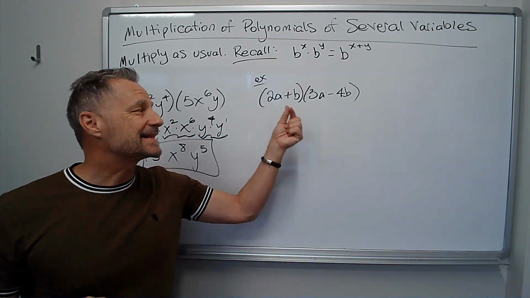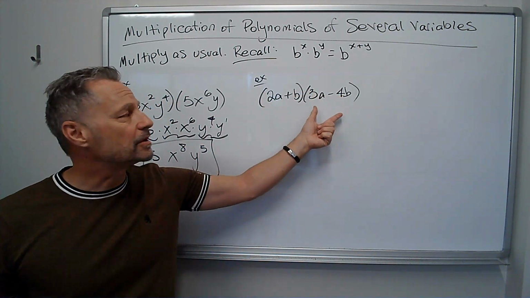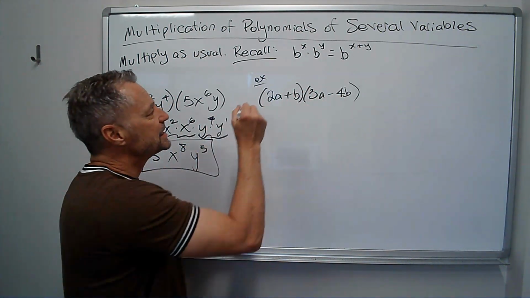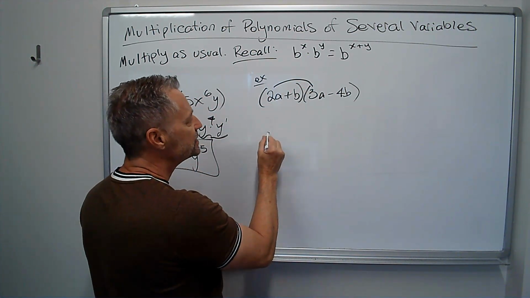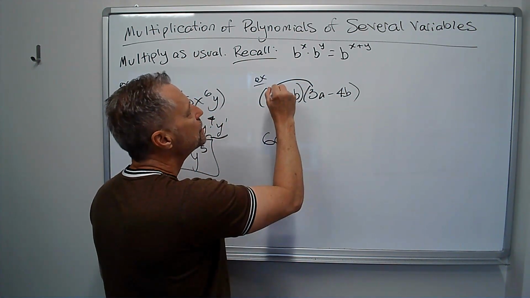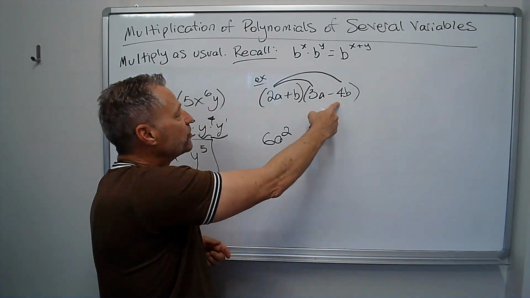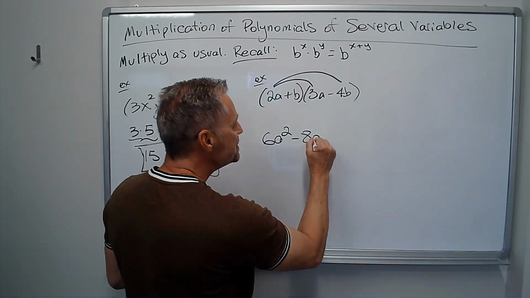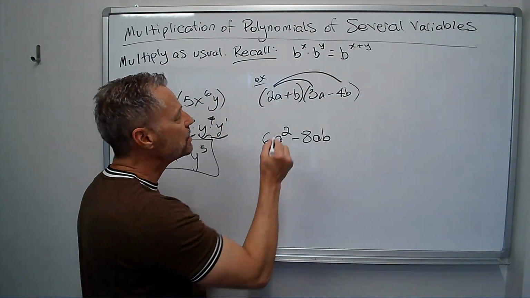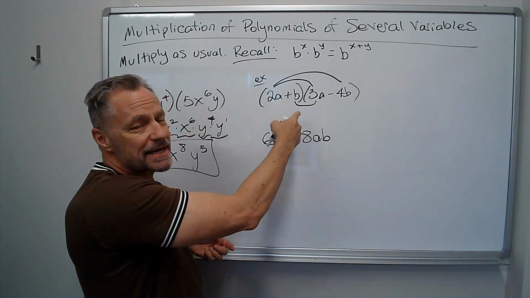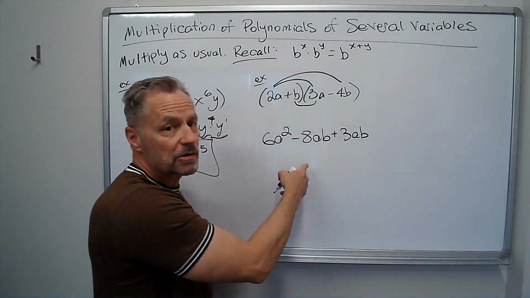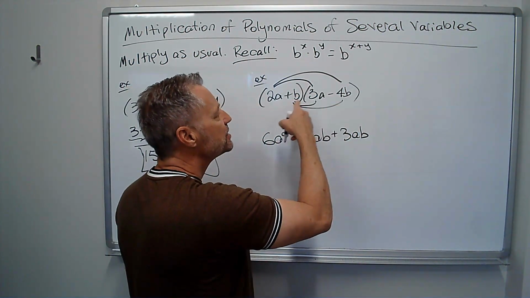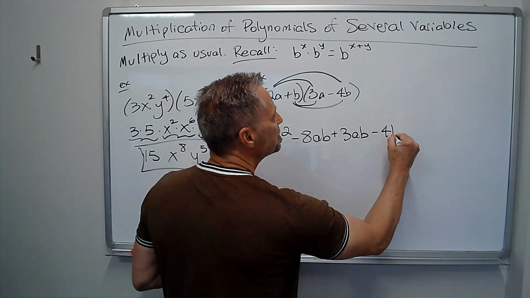If we have something like this, now I have a binomial times a binomial. I'm just going to FOIL the way I've always done. So I'm going to multiply those together. I'm going to get 2a times 3a, so 6a squared. 2a times negative 4b, so negative 8ab. Just leave it that way. And the b times 3a, 3ab, I'm just going to leave it in the same order as far as alphabetical order goes. And then over here, the b times negative 4b is negative 4b squared.